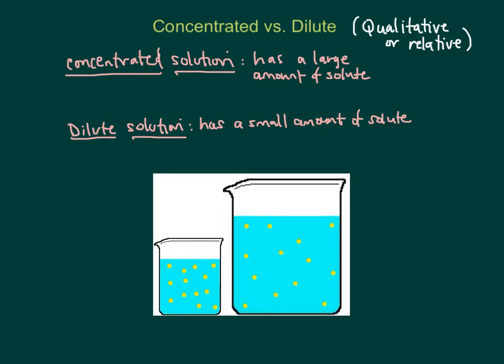So here we have 2 solutions, A and B. Compared to one another, we can say that one is concentrated and one is dilute. It looks to me like A is concentrated and B comparatively is dilute, because there's maybe the same amount of solute but a lot more solvent. That makes it dilute.